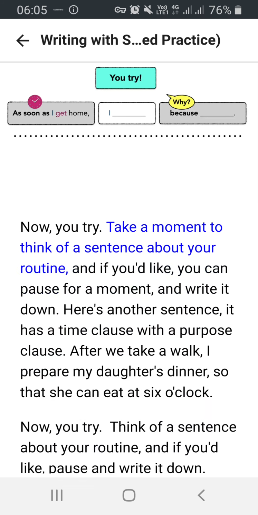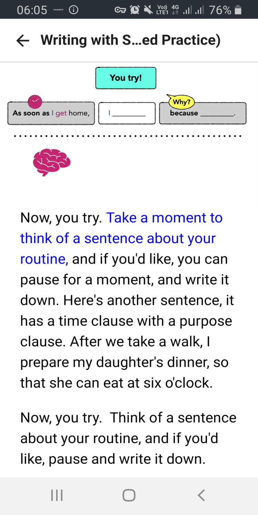Now you try. Take a moment to think of a sentence about your routine. And if you'd like, you can pause for a moment and write it down.